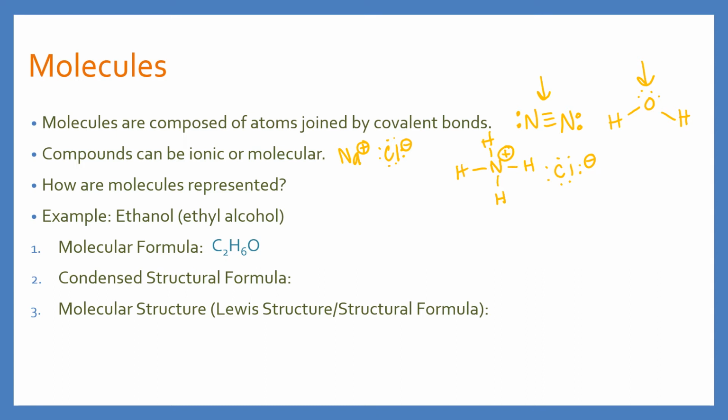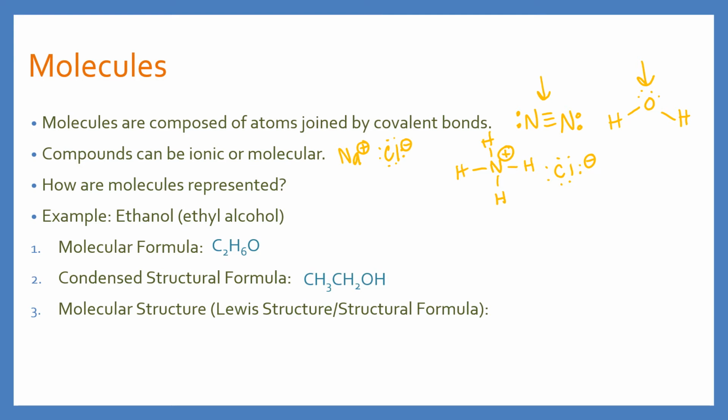So the molecular formula of ethanol is C2H6O. So there are 2 carbon atoms, 6 hydrogen atoms, and 1 oxygen. Now, what the molecular formula does not tell us is how these atoms are actually arranged. That's where the condensed structural formula comes in.